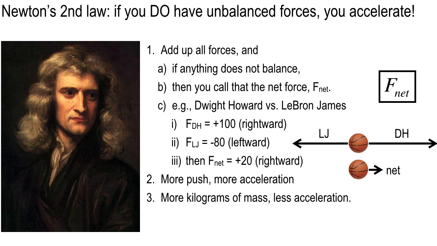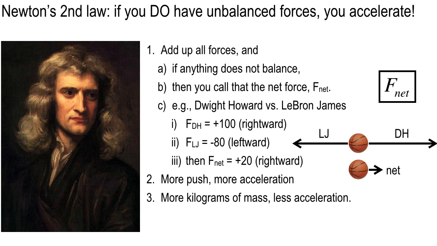The third concept in Newton's second law: the more kilograms of mass, the less acceleration. So if you're trying to move an aircraft carrier, or you're trying to move a rowboat, you're going to get less acceleration from that aircraft carrier versus a rowboat, because a rowboat's got fewer kilograms.